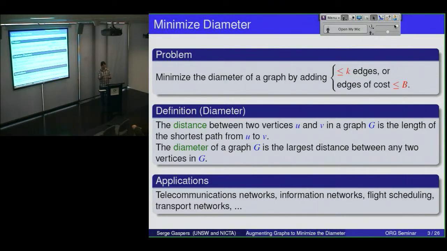Yes? Did you look at the problems, like, I'm not sure if you talked about this, where you don't care as much about the budget? Like, you want to get no more than twice the optimal diameter, and then you just want to do that. Yes. Budget. Did you?